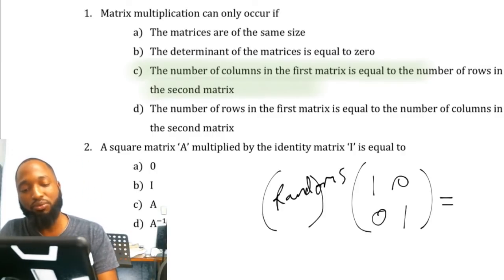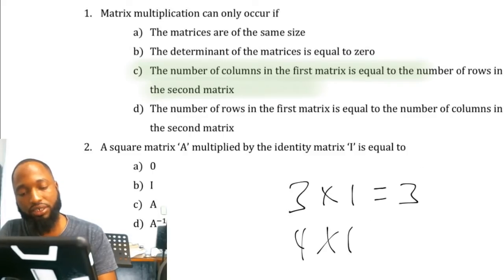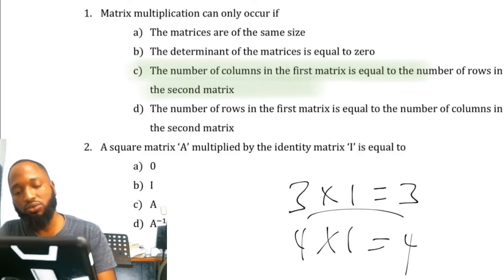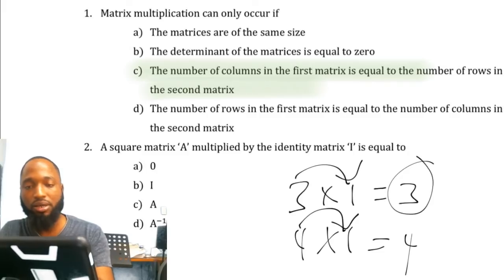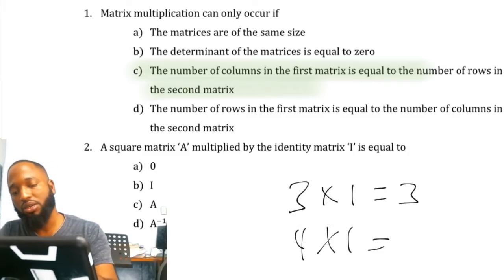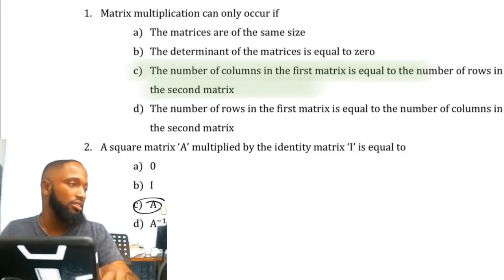That's like if you multiply the identity matrix, it acts like 1. So 3 times 1 is 3, 4 times 1 is 4. When you multiply by the multiplicative identity, you get back the number. Same thing: if you multiply by the matrix A by the identity, you're going to get back A. That is the answer, C, not D.